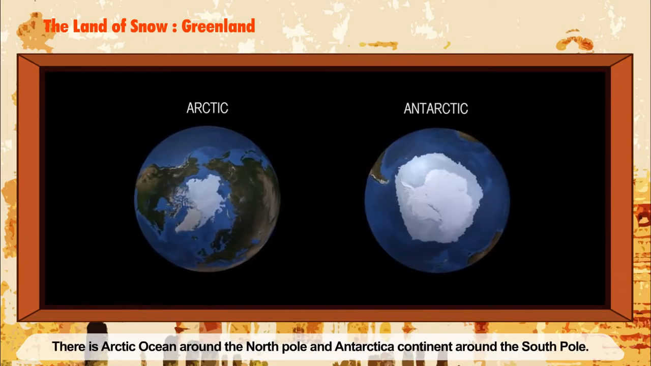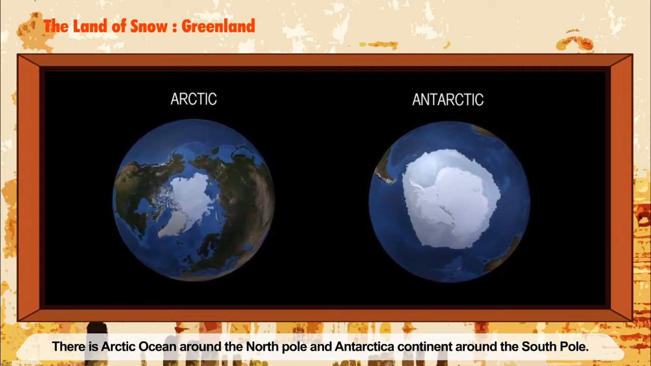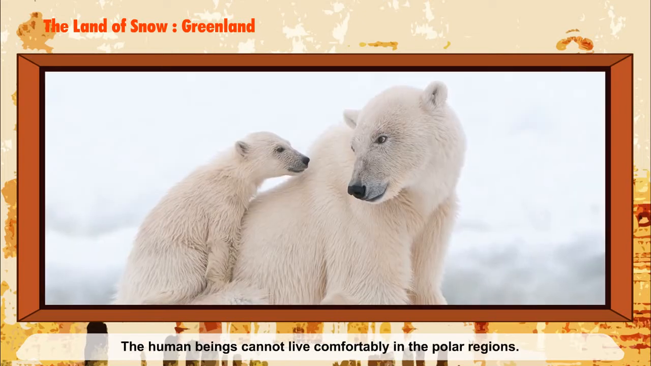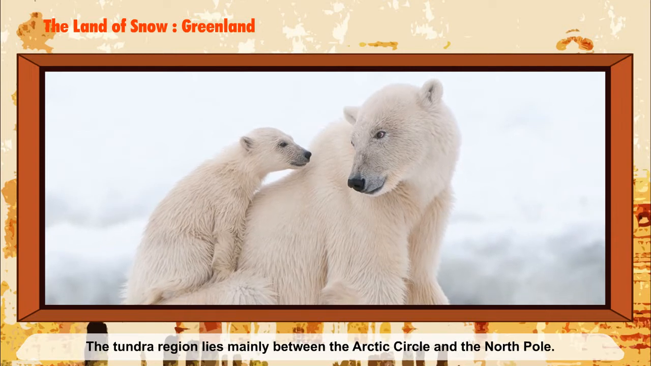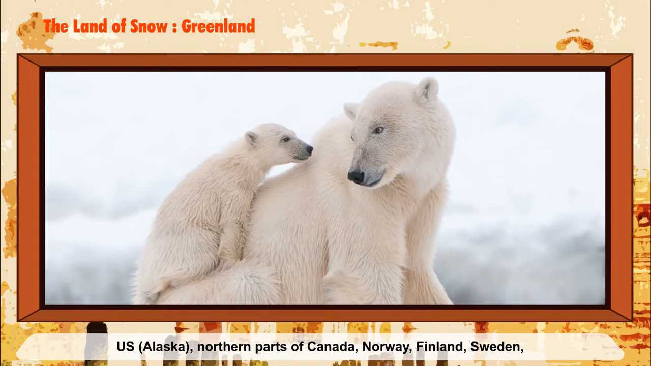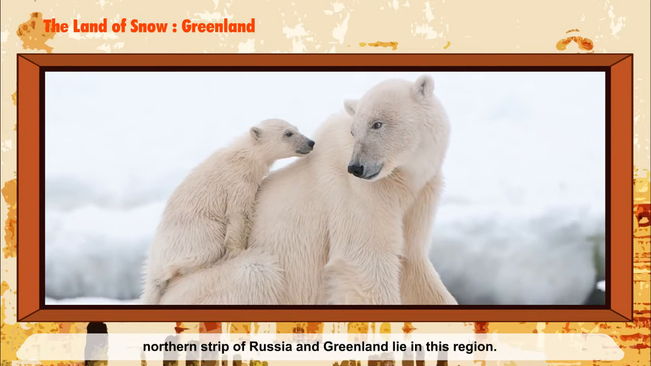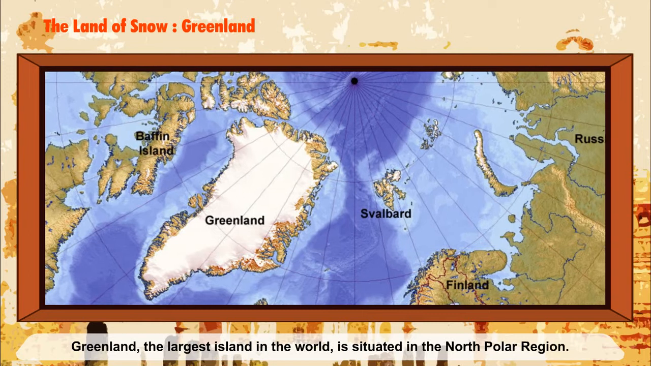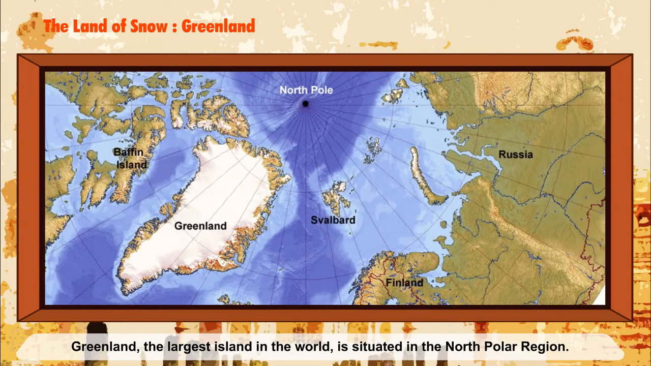There is the Arctic Ocean around the North Pole and the Antarctic continent around the South Pole. The region remains cold throughout the year. Human beings cannot live comfortably in the polar regions. The tundra region lies mainly between the Arctic Circle and the North Pole. US, Alaska, northern parts of Canada, Norway, Finland, Sweden, the northern strip of Russia and Greenland lie in this region. Greenland, the largest island in the world, is situated in the North Polar region.